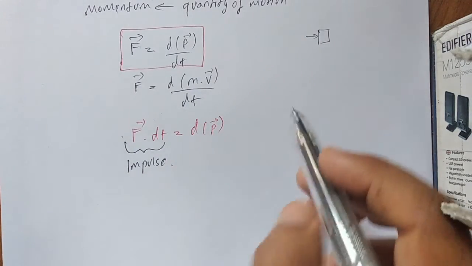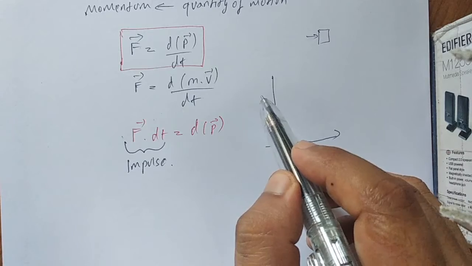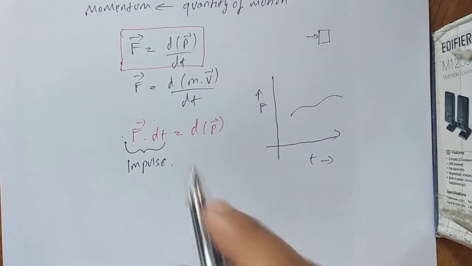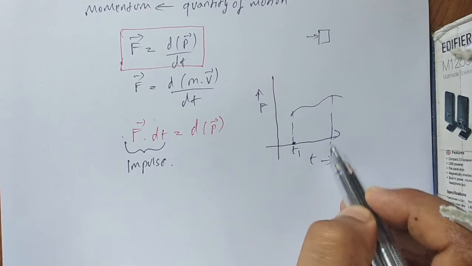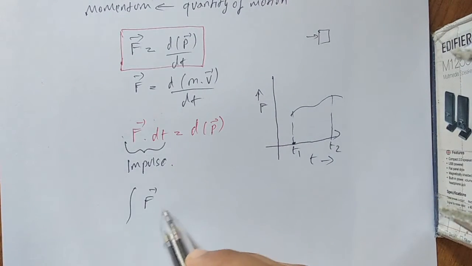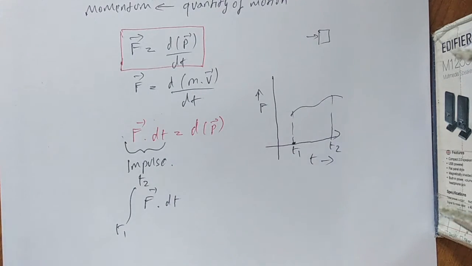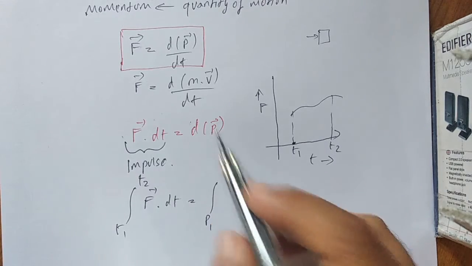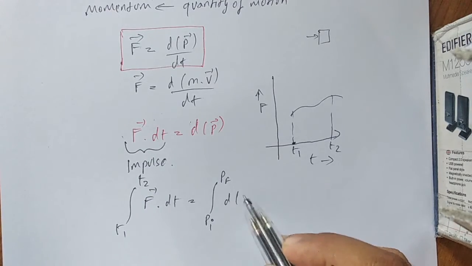We have a force that is acting on an object for a certain period of time. Now if you integrate this equation from t1 to t2, with the force acting on an object for a time period of t1 to t2, this side also you can integrate for a momentum from p initial to p final momentum for an object.